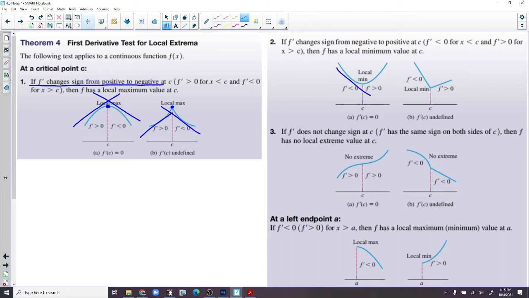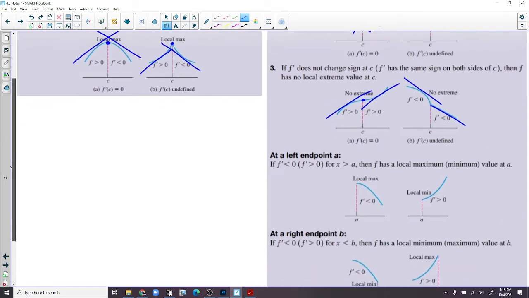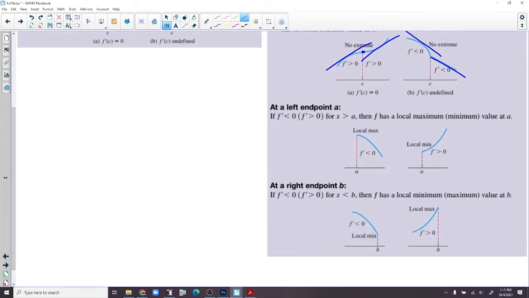Here, they're going from negative to positive, so we have a local minimum. If f prime does not change signs, then we don't have an extrema at all. So if f prime is 0 there, but the slopes go from positive to positive, then there's no extrema there. And this, we can go from negative to negative, no extrema at that one either. And then we can have local maximums and local minimums at left endpoints, and a local maximum at that right endpoint.